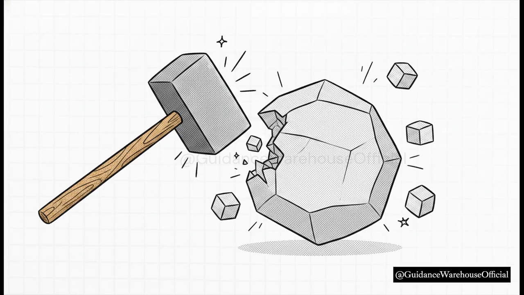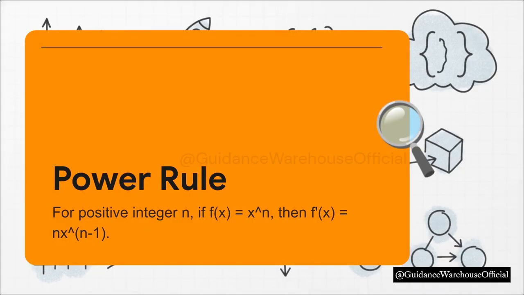power rule. This is the crucial pattern that's going to save us from having to manually expand massive polynomial equations. Here's the formal definition. For any positive integer n, if f of x equals x to the power of n, then f prime of x equals n times x to the power of n minus 1. Notice the pattern we've got going on here. The power drops down to become the coefficient in the front, and then the new power decreases by exactly 1.